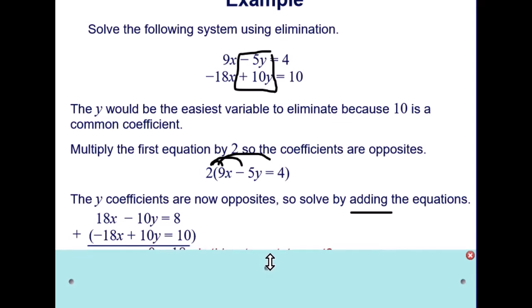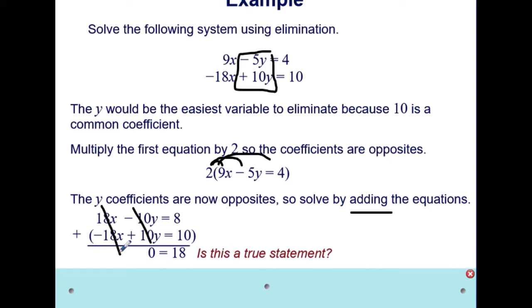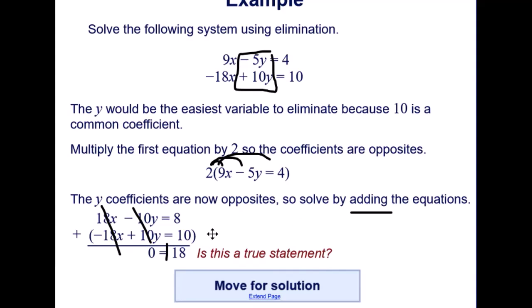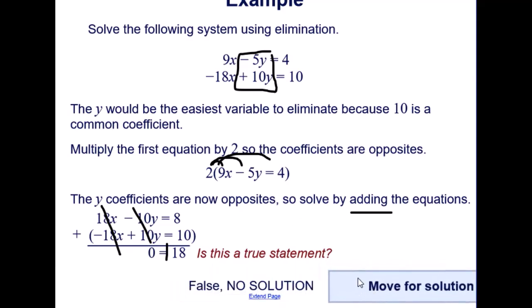So we will have the first equation plus the second equation, which eliminates the y's. But in the same respect, it also eliminated the x's. Both variables eliminate. What we're left with is 0 equals 18. Is this a true statement? Well, no, 0 doesn't equal 18. That is a false statement. So there is no solution. Just like in substitution, when you got a false statement, that meant no solution. So here, when both variables eliminate, you'll end up with a false statement, which means no solution to the system.